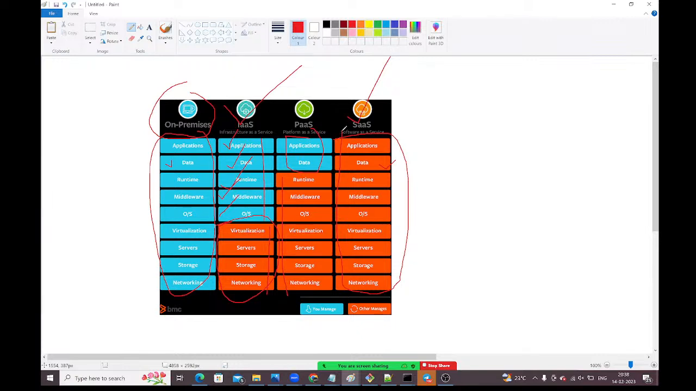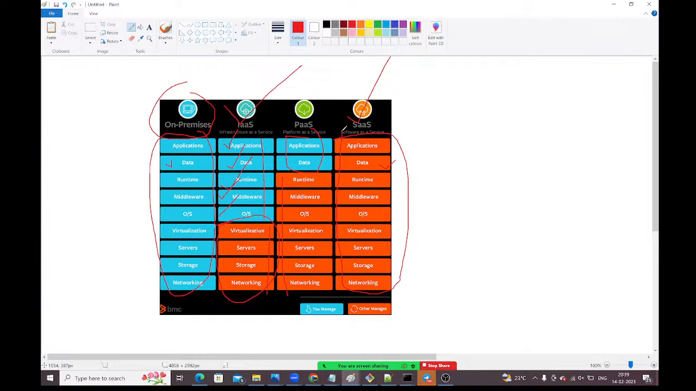We no need to do anything in SaaS. Is it clear, guys? Just have a look into this diagram. On premises is there, IaaS is there, PaaS is there, SaaS is there. If you go with on premises, everything you need to take care.